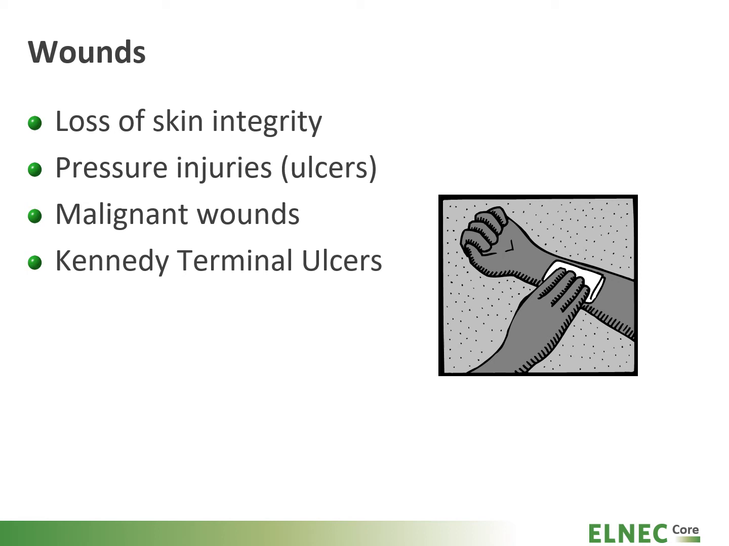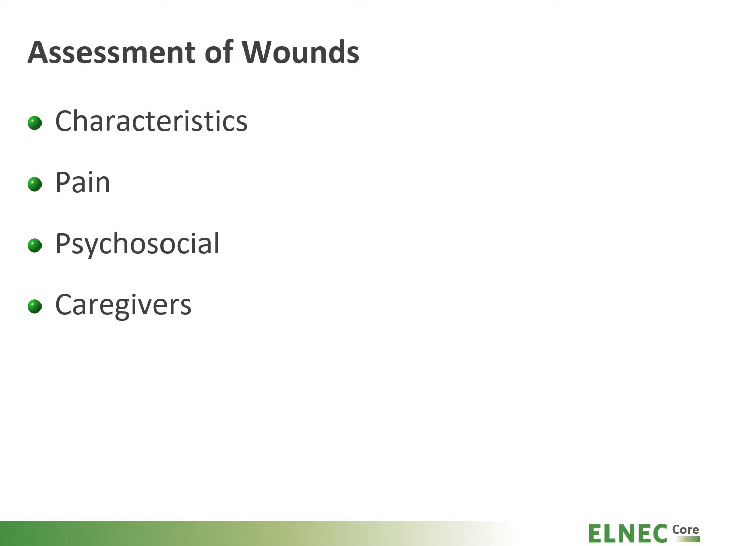Pressure injuries are another thing. We should always be on the lookout for preventing pressure ulcers, but patients who are cared for at home, perhaps their caregiver cannot reposition them as frequently as necessary, or perhaps the incontinence is causing excoriation to the skin. So there are different things to keep in mind. Assessments of the wound, of course, you're looking at characteristics. Is it causing pain? What are the psychosocial implications of this? And how is the caregiver able to manage the wound if the patient is being cared for at home?